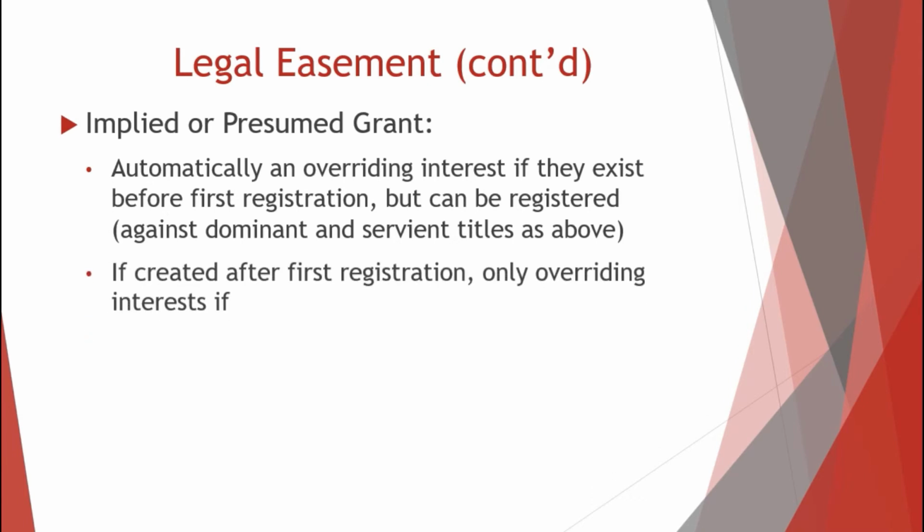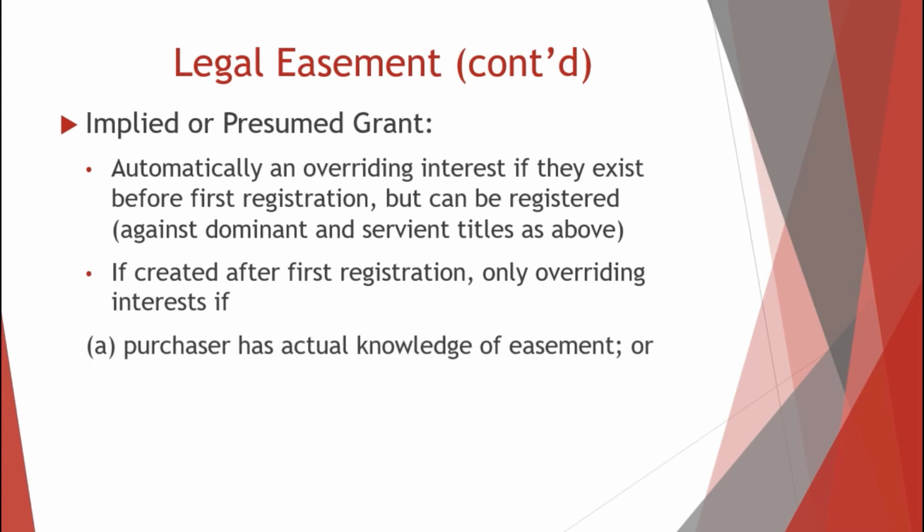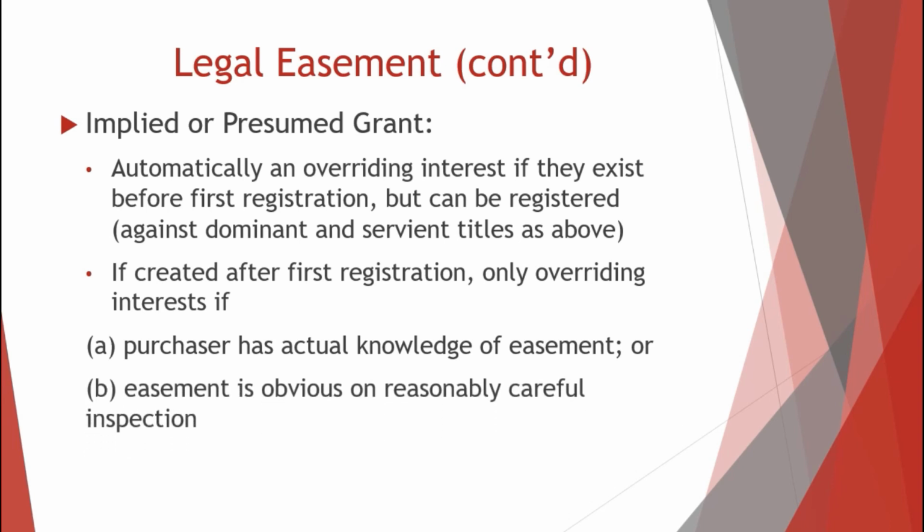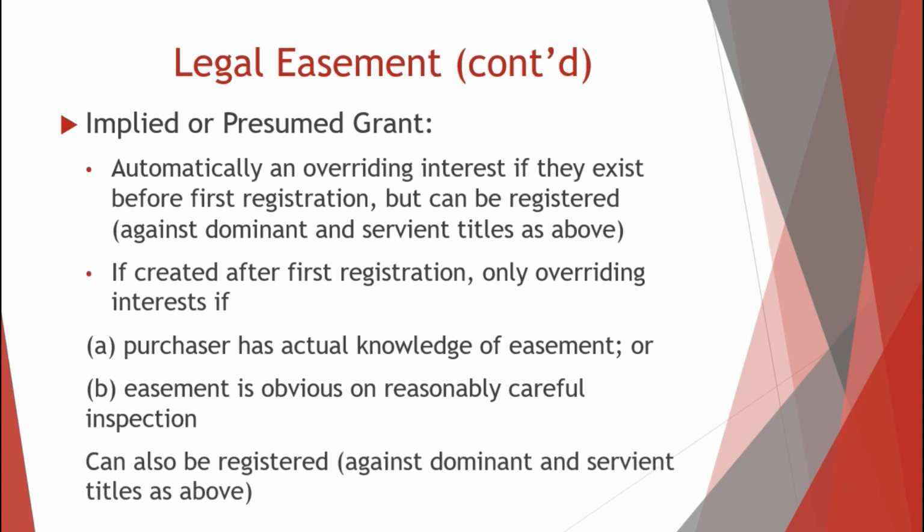If created after first registration, a legal easement is only an overriding interest if the purchaser has actual knowledge of the easement, or the easement is obvious on reasonably careful inspection. It can also be registered against dominant and servient titles.